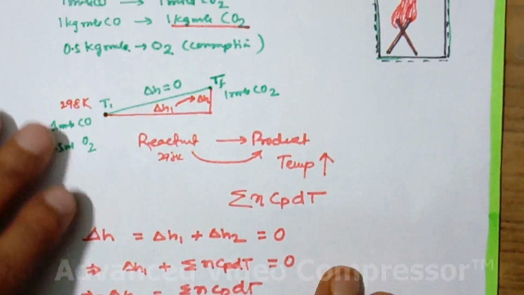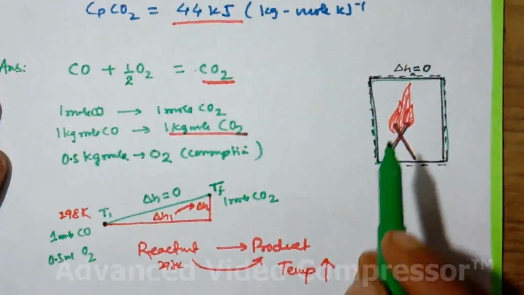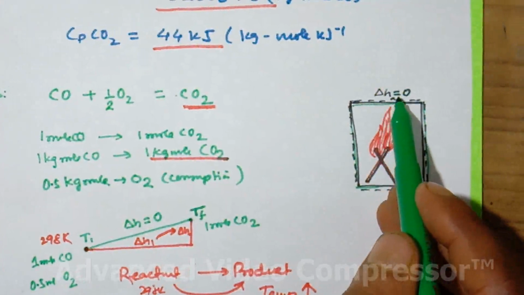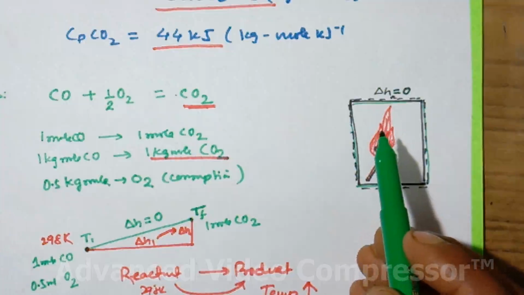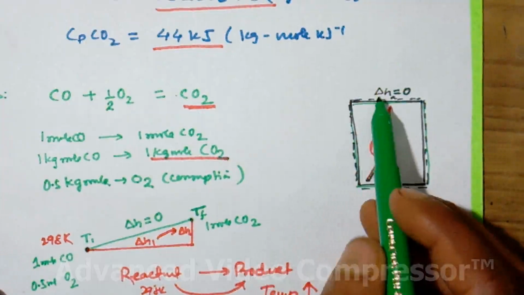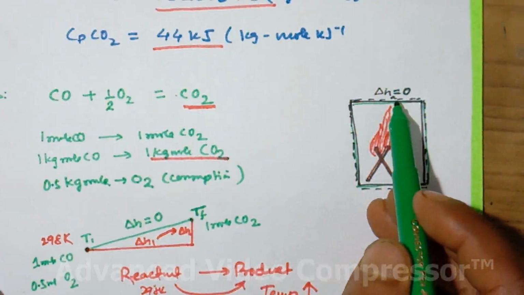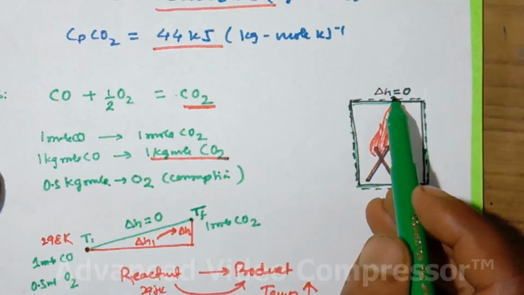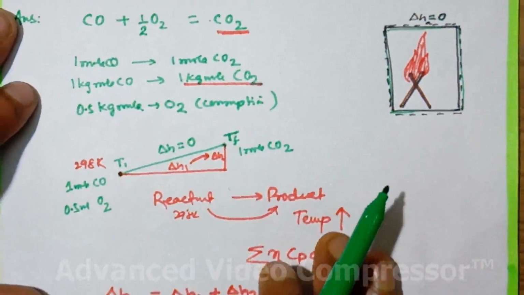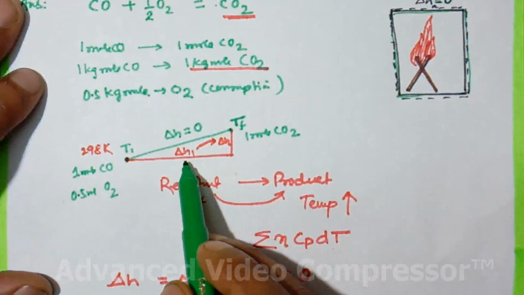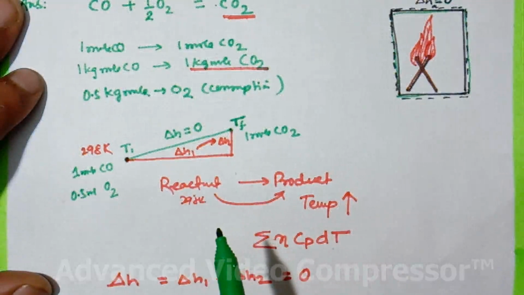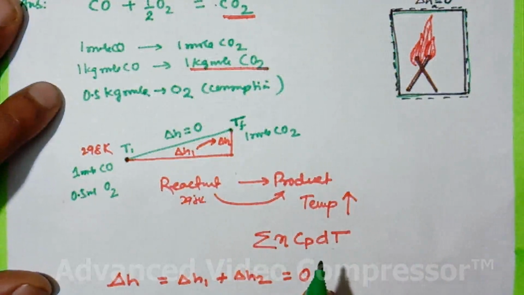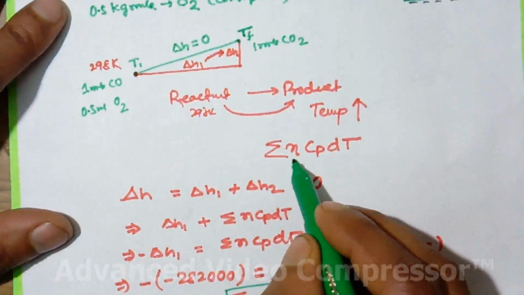So here you need to remember the concept that delta H for the complete combustion is 0 at constant pressure and in adiabatic condition. Delta H will be a combination of delta H1 and delta H2. Delta H1 is the heat of reaction at 298 Kelvin. So this heat of reaction at 298 is equal to the heat absorbed by the product to increase the temperature, and this increase in temperature will be related to Cp dT.